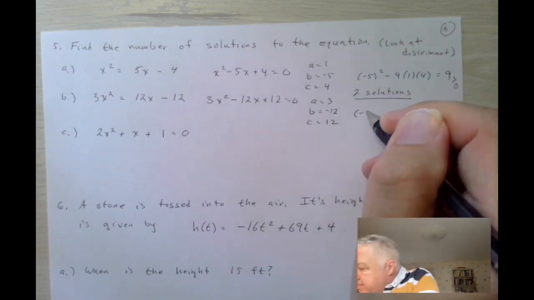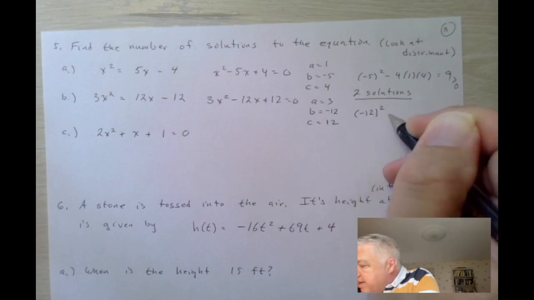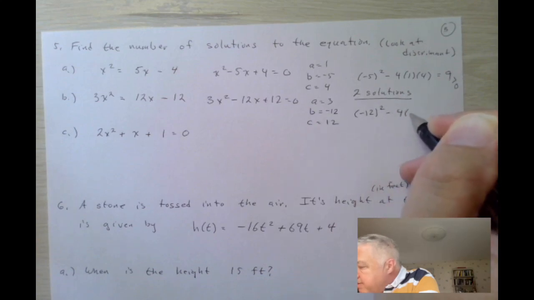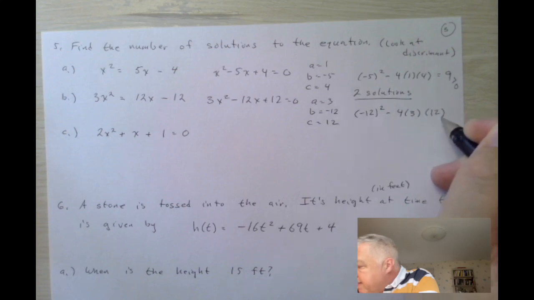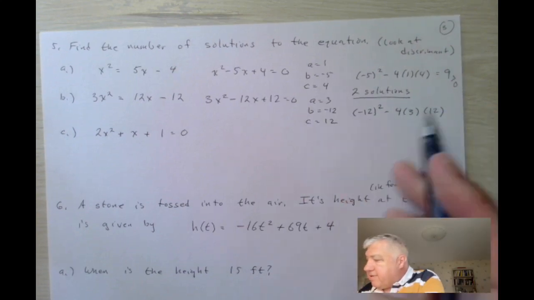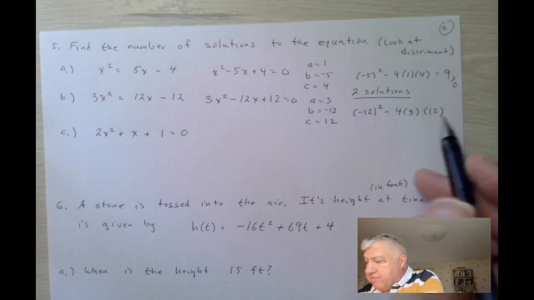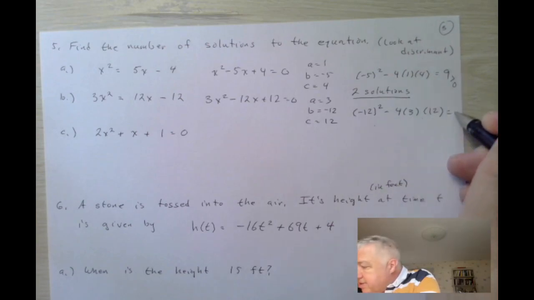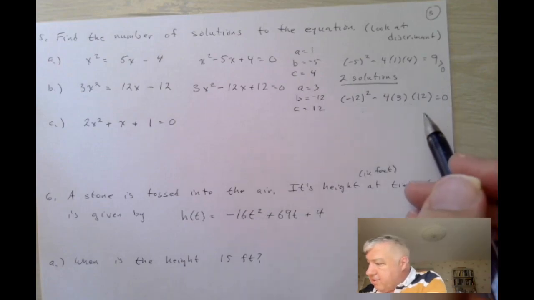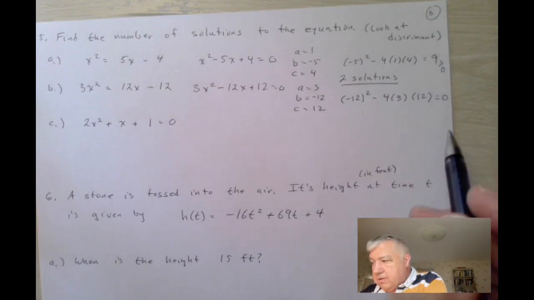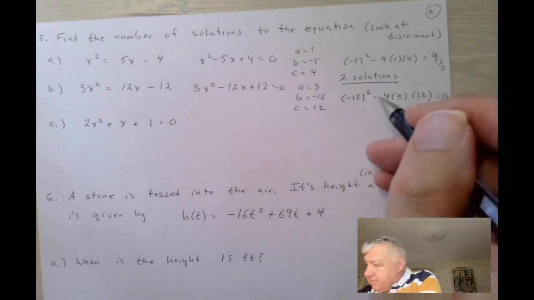But B is negative 12, so negative 12 squared minus 4 times 3 times 12. And you can check that this is 144, this is 144. So this actually is 0 once you compute it out. And so because it's 0, that means we have one solution.